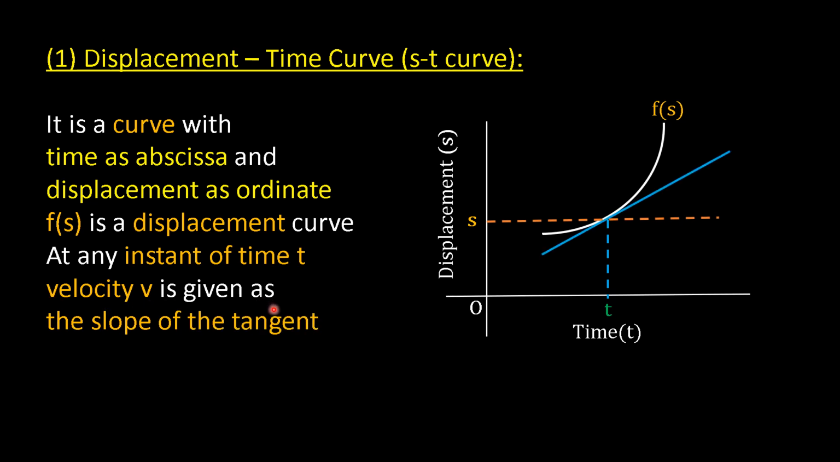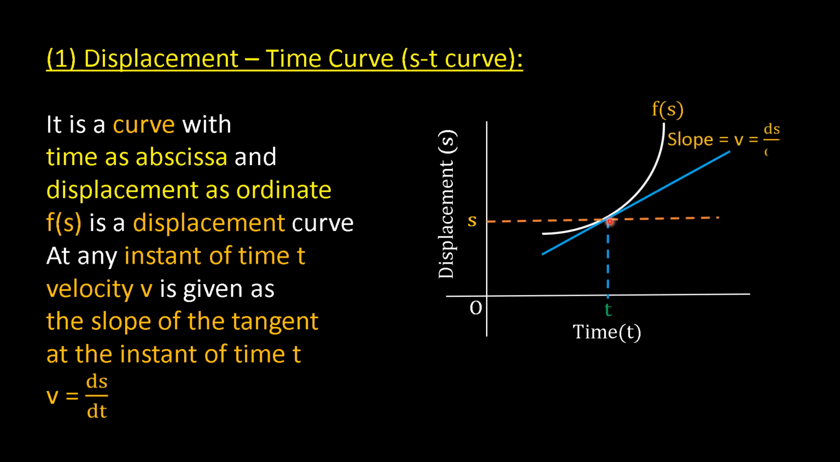velocity v is given as the slope of the tangent. So this is the tangent at point (t, s) at the instant of time t, which will be velocity v equals ds by dt. So the slope of this tangent gives us velocity v, which is equal to ds by dt, that is derivative of displacement with respect to time.